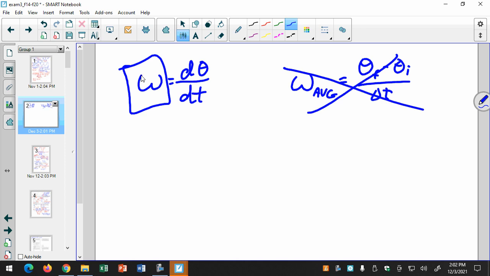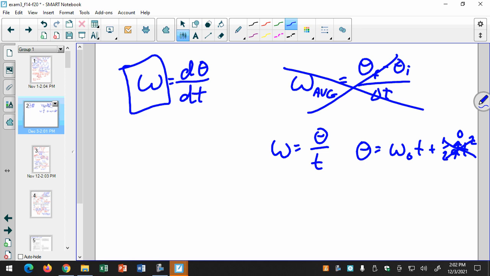But you probably do need to know that omega is theta over t, but that's really just a special case of this equation, omega naught t plus 1/2 alpha t squared. A special case where alpha is equal to 0, so this term goes away, and then this equation is this equation, just solve for omega. You'll see that, right? We lose the naught because omega is constant when alpha is 0. Okay?